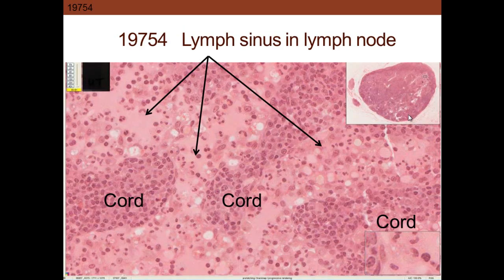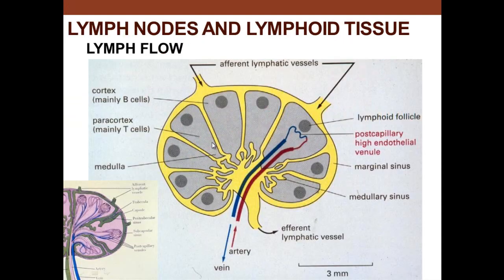So if we look at another lymph node, the capsule on the outside, the cortex and medulla, we can see the cords going through there, and we can see the sinuses with a host of white blood cells located in the sinuses themselves. So in addition to afferent and efferent lymphatics, you also have blood vessels that go up through there.